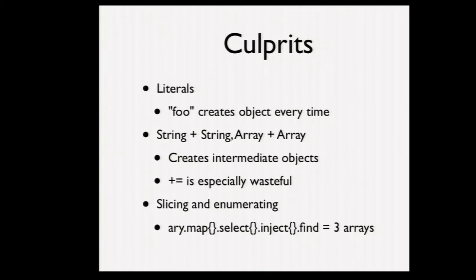And slicing and enumerating. A lot of folks like to do this piping pattern where you do a map calling a select, do a map and then a select and then an inject and then some other filtering that you're doing. This is creating full-on intermediate arrays for every step in that process that just then get thrown away immediately. Totally wasteful. That's where a lot of our performance ends up going.